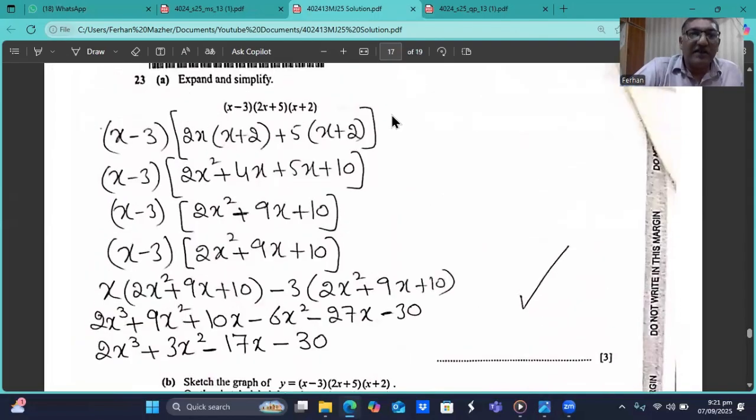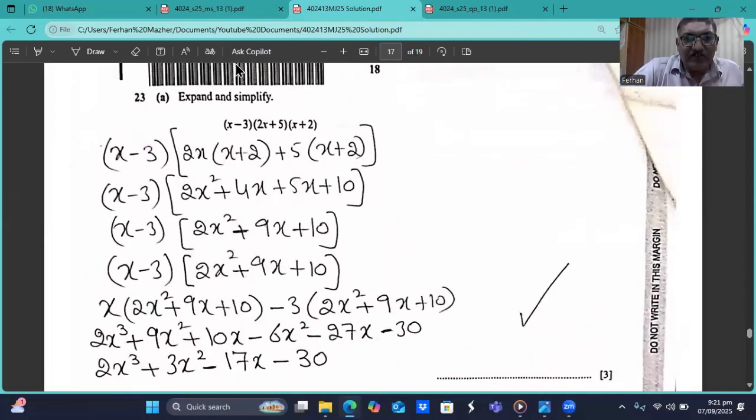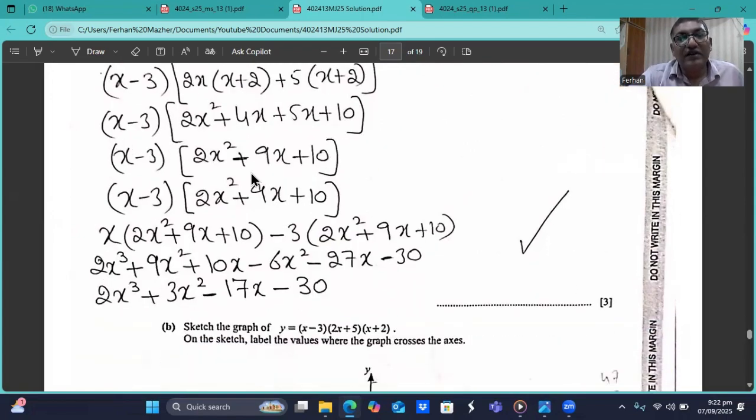It's a 3-mark question. So my strategy is, first of all, I'm going to multiply these two, put the square brackets around it. And when I multiply these two, I get this answer. Then I multiply it with the first bracket. So x minus 3 bracket 2x into x plus 2 plus 5 bracket x plus 2 bracket close, and the square bracket also close. So x minus 3 in the brackets remains outside. So here you will have 2x square plus 4x plus 5x plus 10. So this remains outside. So here you will have 2x square plus 9x plus 10. Now x minus 3 will multiply with this bracket.